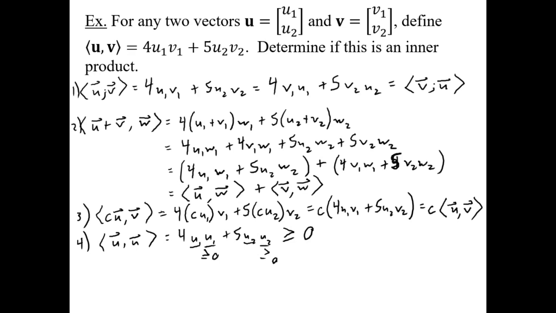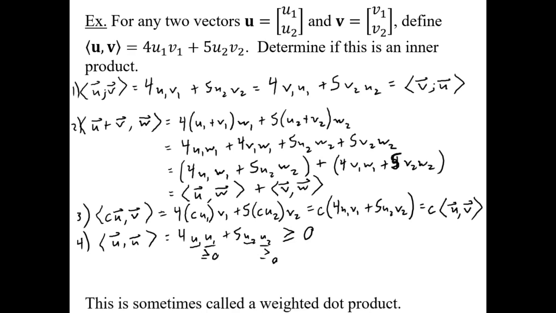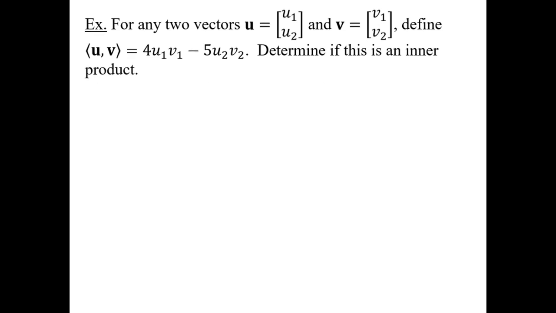So anyway, we went through all 4 properties of an inner product and showed that they all are satisfied here. This is sometimes called a weighted dot product. Again, it's not the dot product because of the 4 and the 5. But if we weight some of those products, then we call that the weighted dot product. Now let's consider a variation on this. What if we had 4u1v1 minus 5u2v2? Let's consider that.